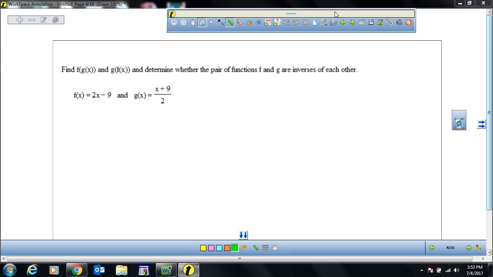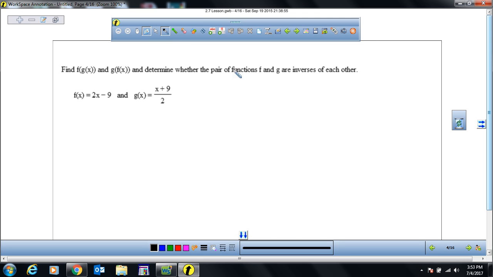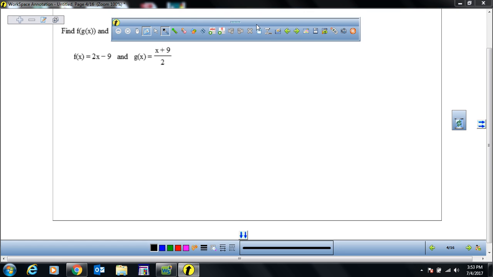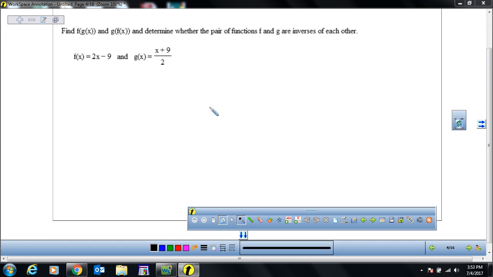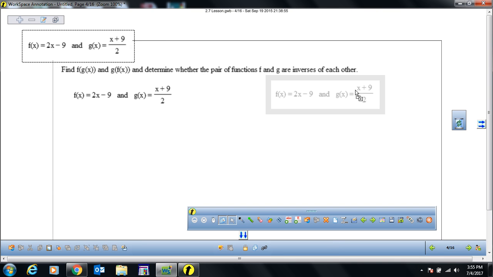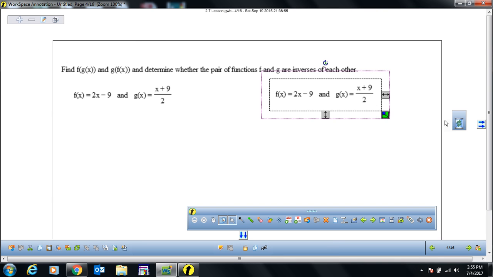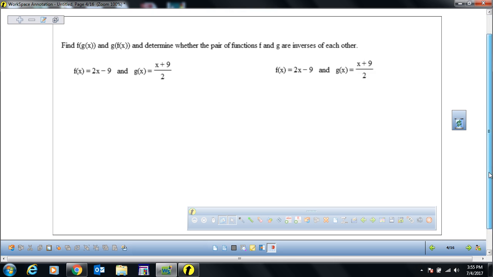Now let's go ahead and begin with this. It says find f of g of x and g of f of x and determine whether the pair of functions right here are inverses of each other. So we're going to do the two compositions to determine if the functions f and g are inverses of each other. So we're going to start with the composition f of g.